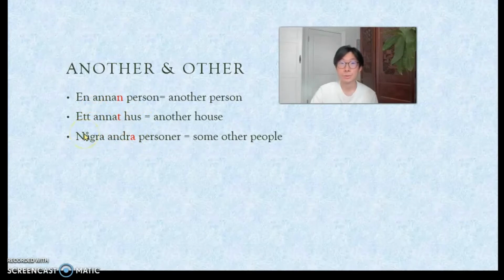Now, something confusing in Swedish is that the plural form and definite form of adjectives are the same, which means andra here is the plural form, but sometimes andra is the definite form.